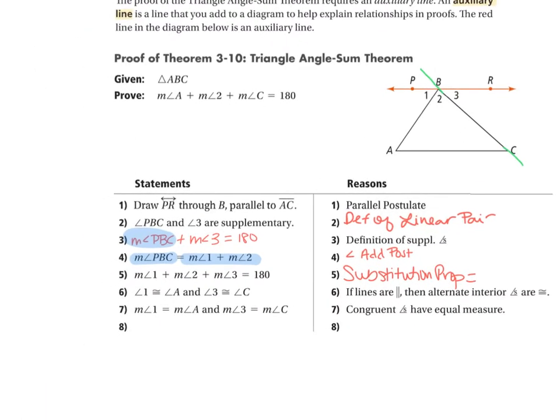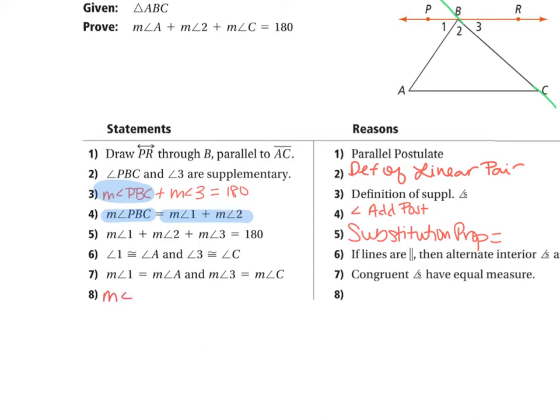So what are we trying to prove? That the measure of angle A plus the measure of angle 2 plus the measure of angle C equals 180. What did they do? So let's try this. We have the measure of angle 1 equals the measure of angle A. So they plugged in measure of angle A right there. The next one, they have the measure of angle 3 equals the measure of angle C. And so they plugged in the measure of angle C right there. So they substituted those two in to get to where we needed to be. And so that would be the substitution property of equality again.